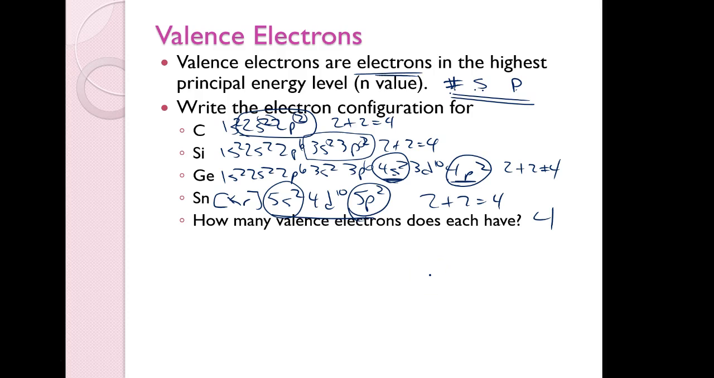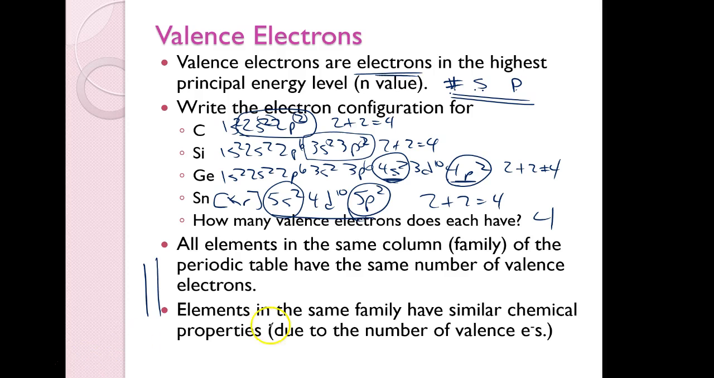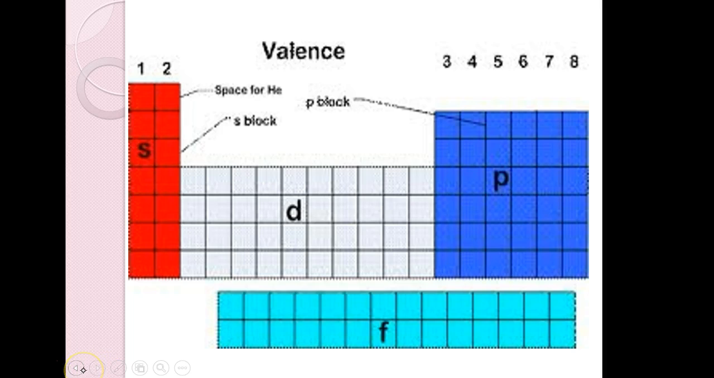That's why they're in the same column on the periodic table. All elements in the same family of the periodic table have the same number of valence electrons. This would be columns. Okay? And elements in the same family have similar chemical properties because of those valence electrons. And literally, you can count across on your periodic table and figure out how many they have, but this is where it comes from, is their electron configuration. That was the whole point of learning it.